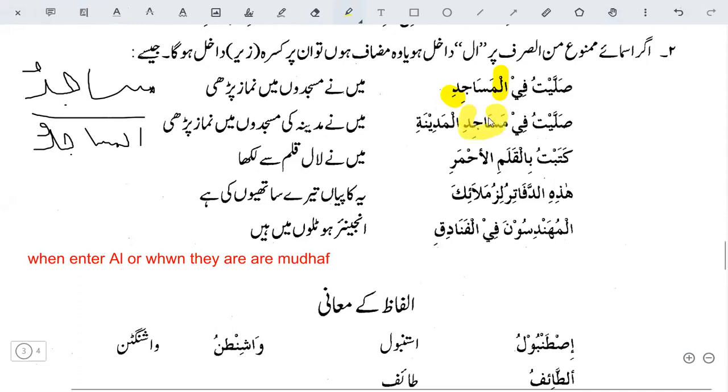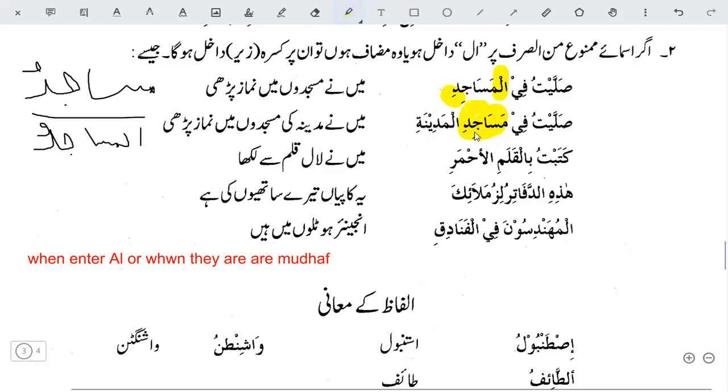Sallaitu fi masajidi. Masajidu. This is masajidul madinati. This is mudaf. Here it is in the position of mudaf. Because it is mudaf, so it can be majrur here. Fi masajidil madinati, in the mosques of the city.